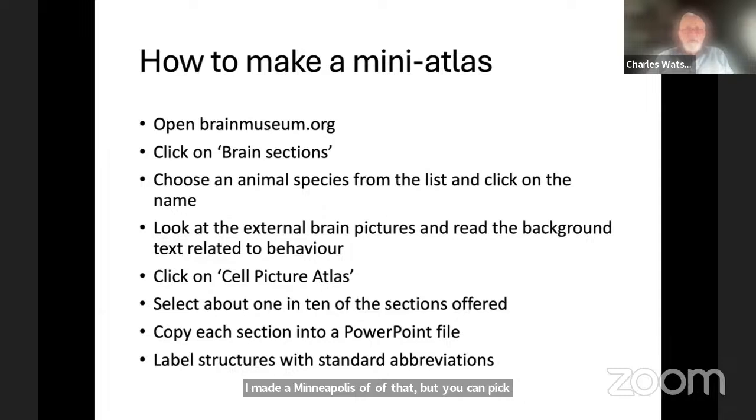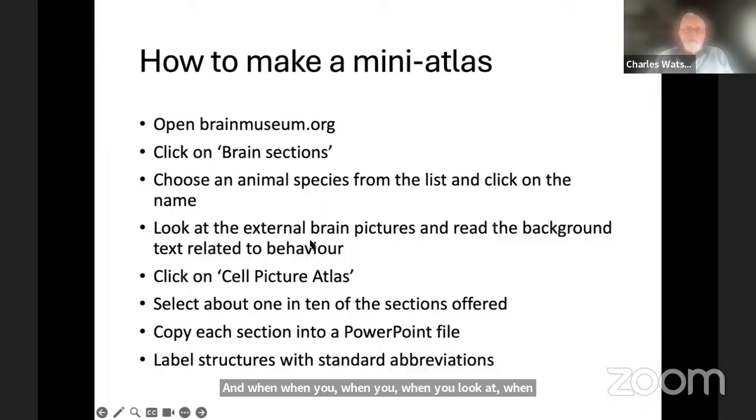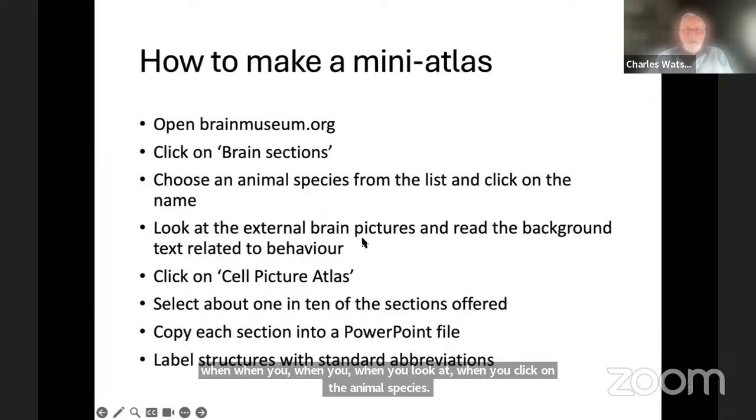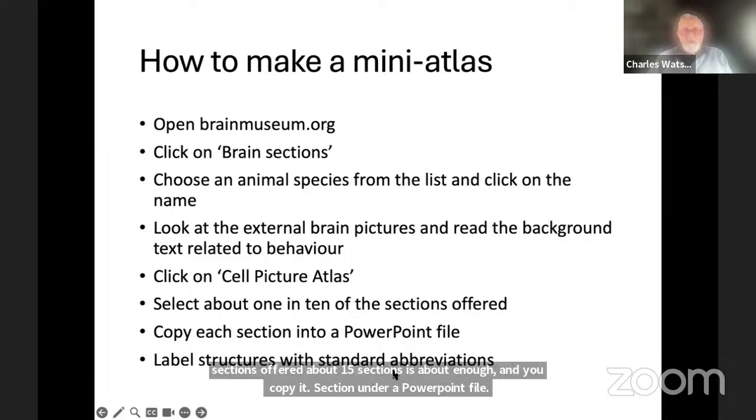And when you click on the animal species, you'll see in brainmuseum.org there are some pictures of the animal, and there's a little bit of background about the characteristic behaviors of the animal. But you click on the thing saying Cell Picture Atlas, and then pick the Nissl section ones and look at the ones there and select about 1 in 10 of the sections offered. About 15 sections is about enough. And you copy each section into a PowerPoint file and label them with standard abbreviations.